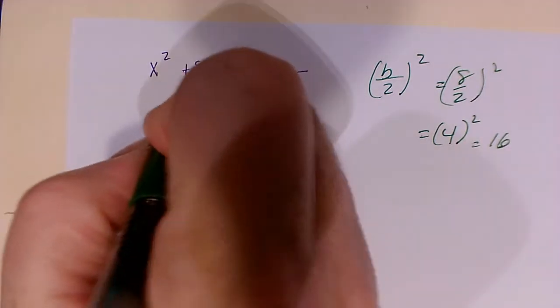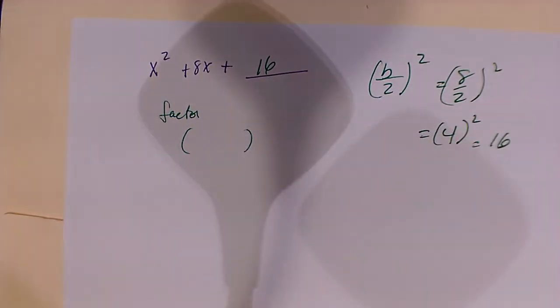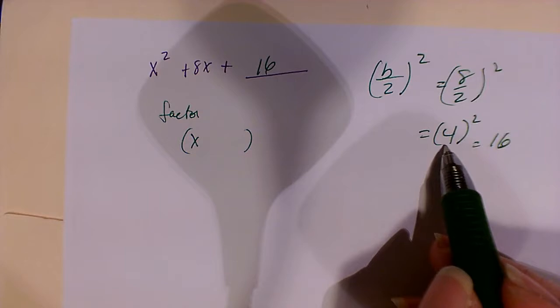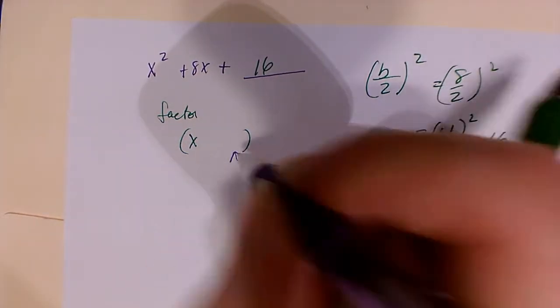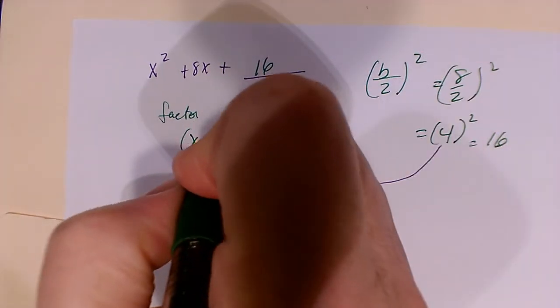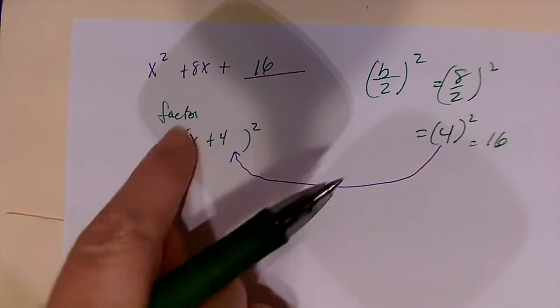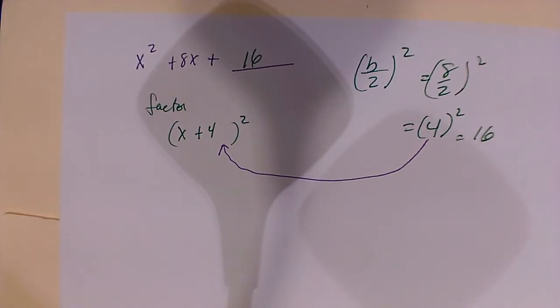Now, if we factor this to get that perfect trinomial, we're going to have our x, and then whatever our number is right here, this value is what's going to go right there. So it'll be x plus 4 squared. So this is what we're trying to create, a trinomial that is a perfect square in that regard. So that's our first problem.